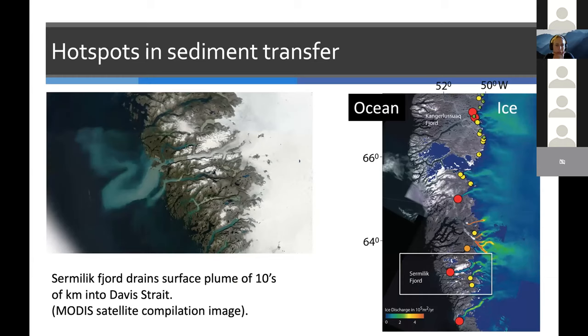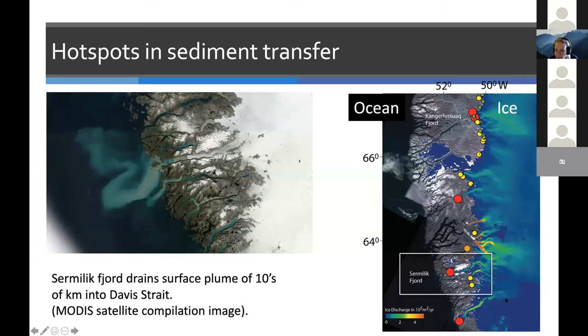I wanted to hone in a little bit on these hotspots in the sediment transfer. I know Paul is interested in this fjord, Sermilik Fjord. This is one of the biggest producers. It's just south of the capital in West Greenland. And I think it's a really good case for looking at these processes better and looking at the whole source to sink system.